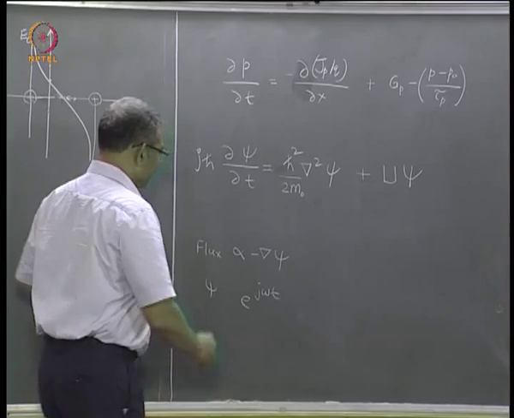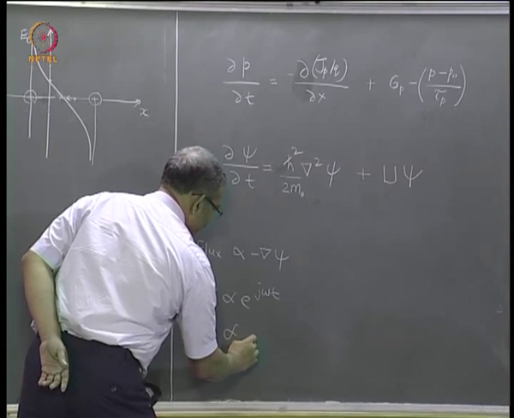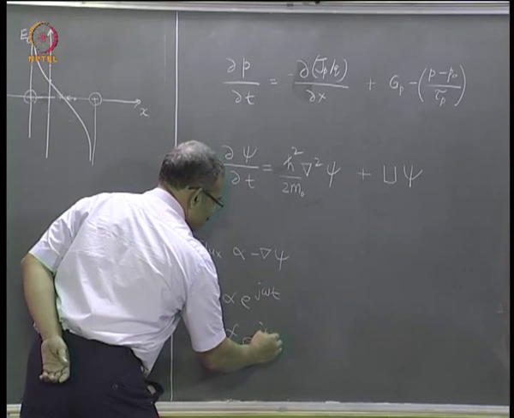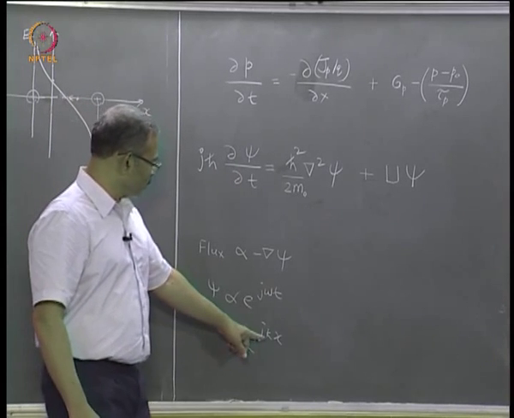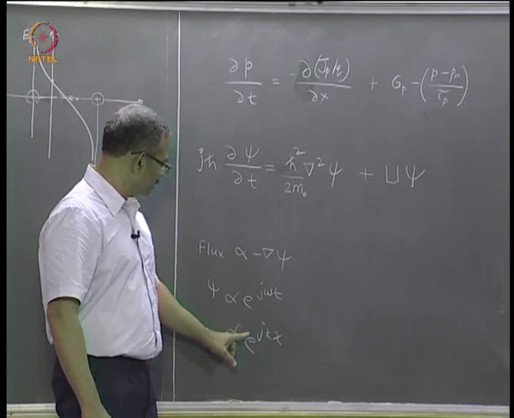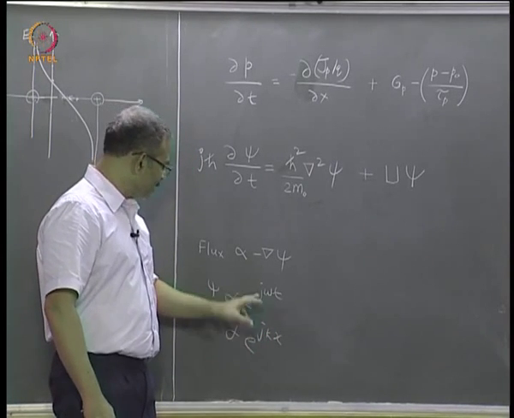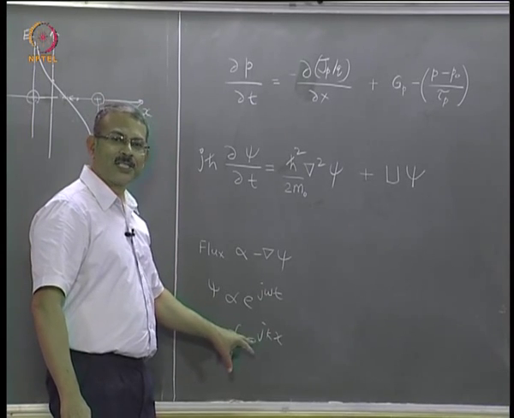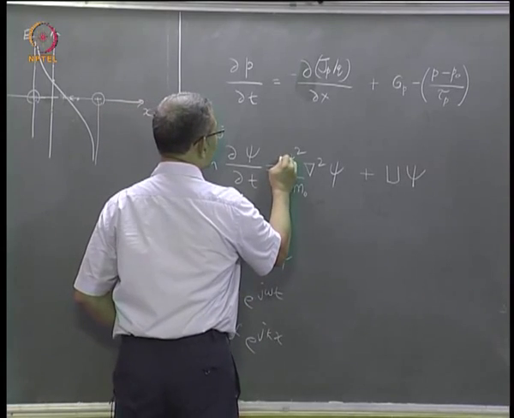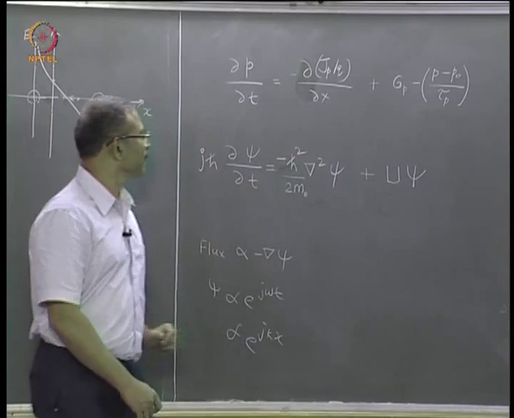Similarly, the psi also depends on the x in a similar form, that is also a complex function, e power j k x. So when I differentiate this with respect to x, one differentiation will give me one j term, and another differentiation will give me another j term. So the product of j into j, j square, is -1, therefore you get a negative sign here, because there are two derivatives, a double derivative here with respect to x.